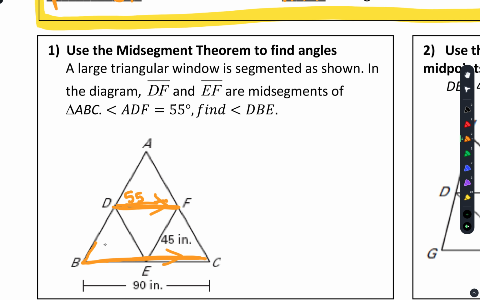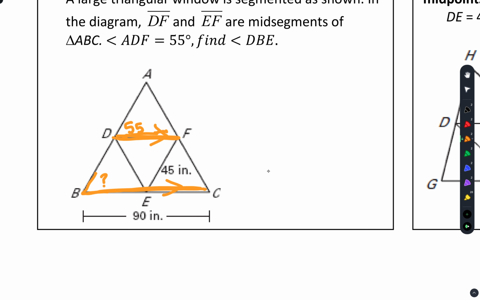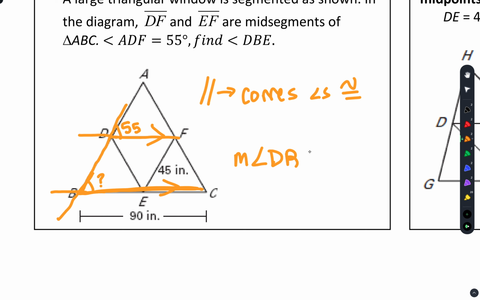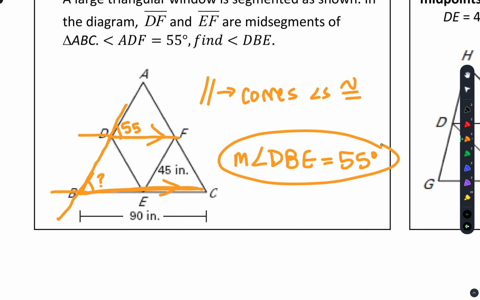Then how am I going to fill in this mystery angle over here? Any ideas? Aubrey? How do you know? Yeah, this becomes a transversal. These are parallel lines. So therefore, this angle and this angle are corresponding angles. Parallel lines imply corresponding angles are congruent. So that angle, DBE, is 55 degrees. Any questions on that one?